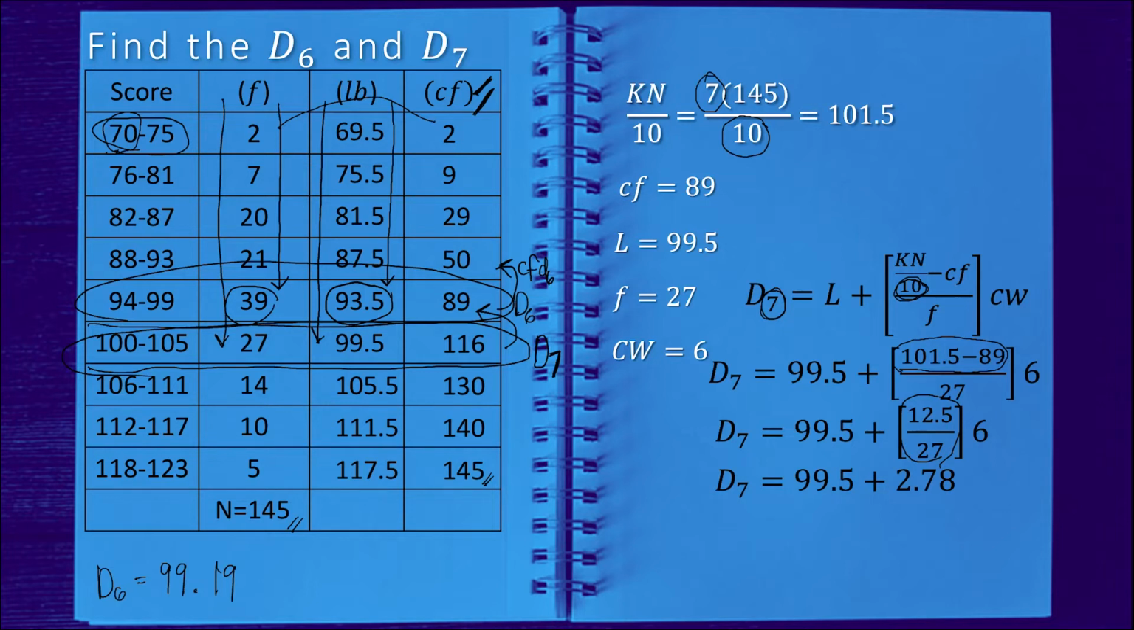Then, the answer is 2.78. Then, add lang natin sa 99.5. 99.5 plus 2.78, that is 102.28. And po, ito naman yung sagot natin for D sub 7. That is 102.28. And po, tapos na tayo sa quartile, sa decile.